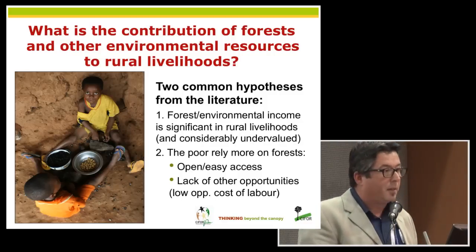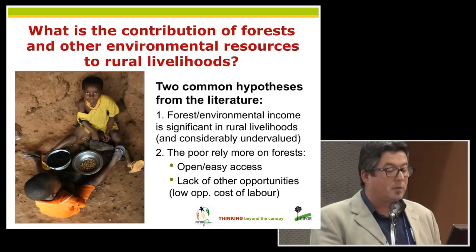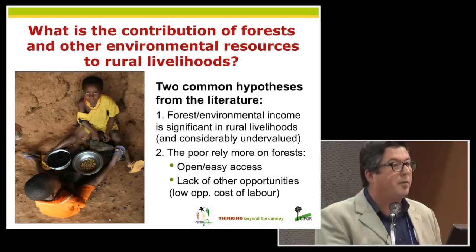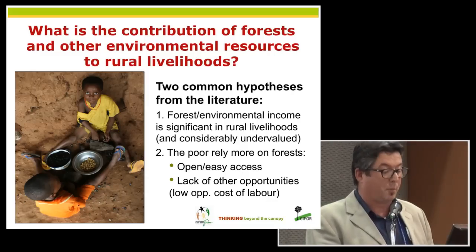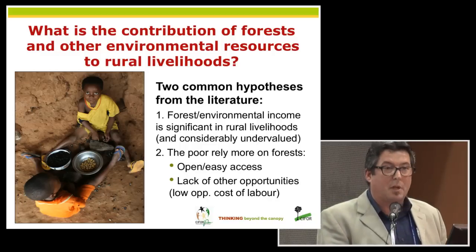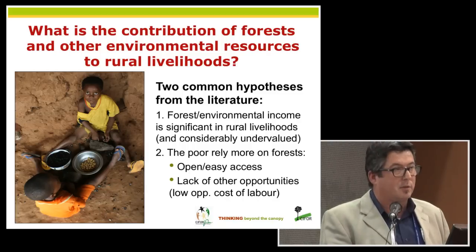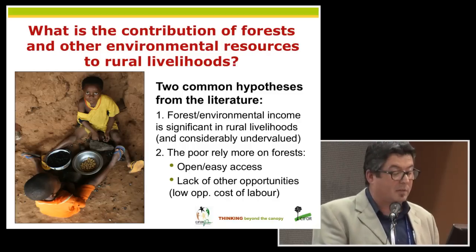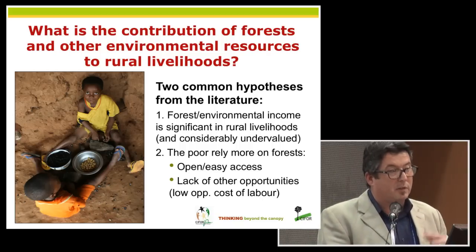Essentially, the 2 hypotheses that PEN set out to test were, first, what the significance of forest environmental income is for rural livelihoods, and second, whether it is the poor who rely on forests. Obviously many of us are aware that the open, easy access issues related to poverty and forest access are extremely important, but also the issues of lack of opportunities, and I'll touch on those in subsequent slides.